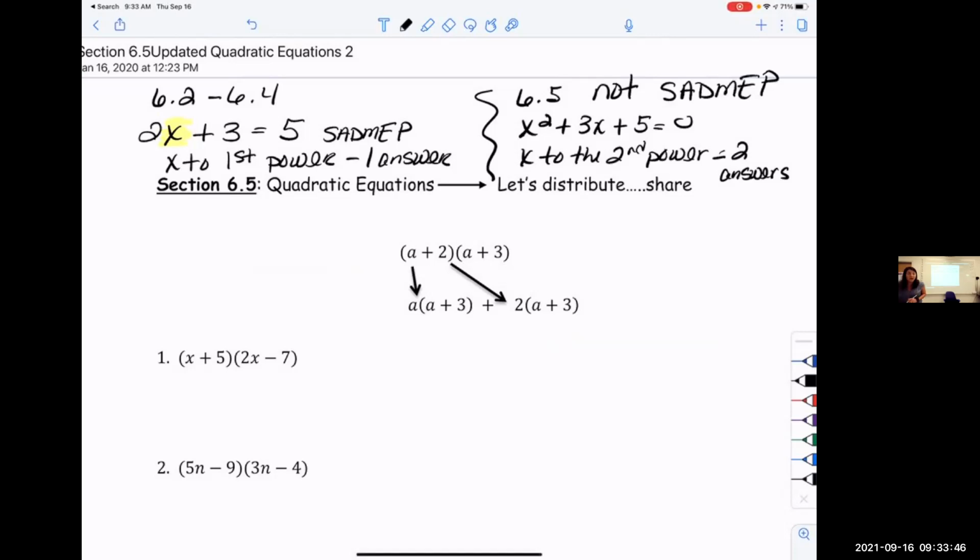Not when you've got an x squared. Not going to be SADMAP when you've got an x squared. All right, so we're going to go through the methods to solve it today. There's about 4 different methods to solve it. We're going to do one today and one next week, and we're only going to do those 2. I'm going to tell you what the other 2 are though.